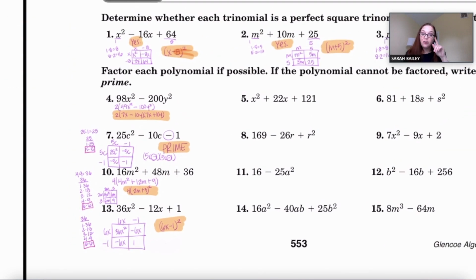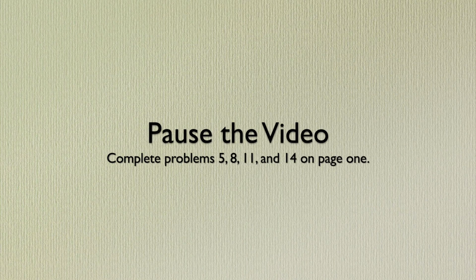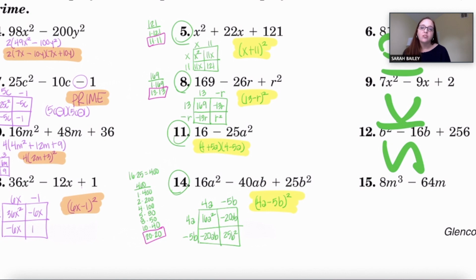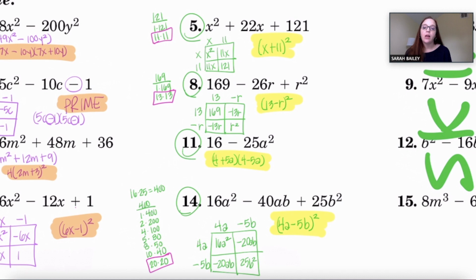All right, your turn. I want you to do 5, 8, 11, and 14. And go ahead and let's write the word skip right here across 6, 9, 12, and 15. So pause the video and do that middle column now. Okay guys, welcome back. Let me zoom in just a smidgen. I want you to go ahead and pause the video and check your answers to 5, 8, 11, and 14.